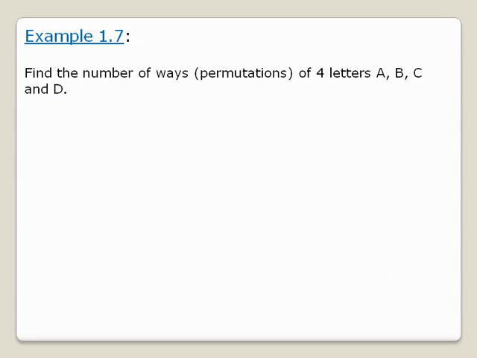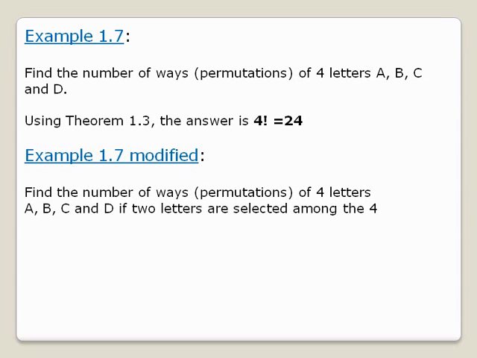Example 7. Find the number of permutations of 4 letters A, B, C and D. Using theorem 1.3, we can find the answer to be 4 factorial, which is 24. Can you try to list down all these 24 arrangements? Now in example 7, we consider selecting all 4 letters out of the 4. If you want to find the number of permutations of these 4 letters, if only 2 letters are selected out of them, then what will be the answer?